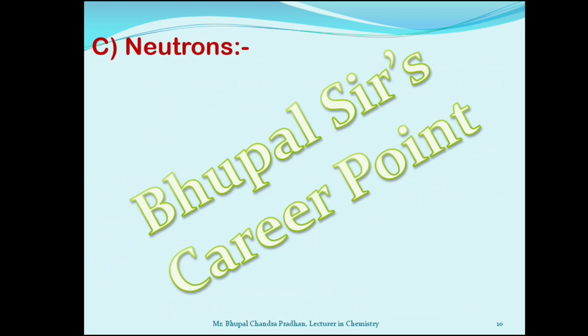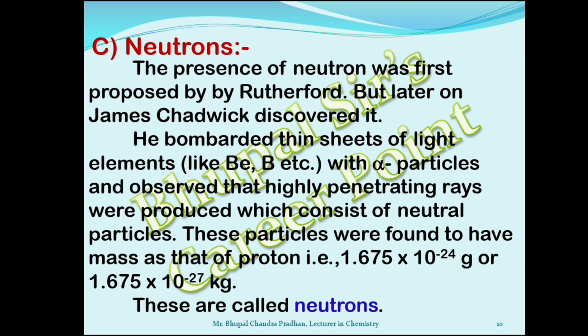Now, neutrons. After the discovery of protons and electrons, it was concluded that electrons have negligible mass, so the mass of the atom must be equal to the mass of the protons. But it is found that atoms are nearly twice or more than twice the mass of the protons. So there must be other heavier particles present in the atom.